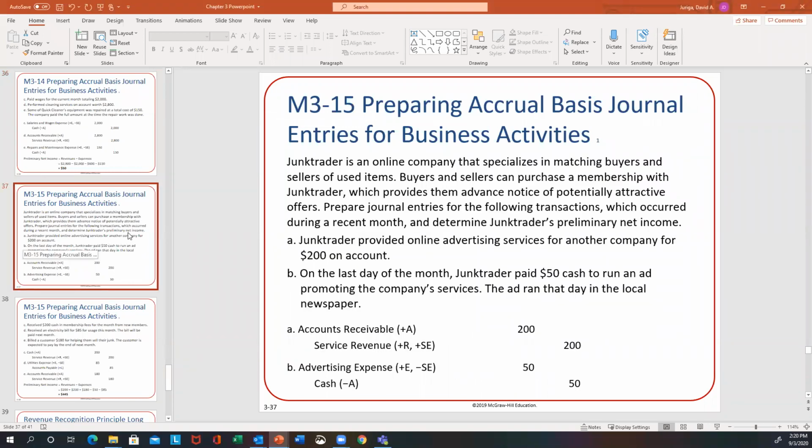All right, let's keep going on these. So we've got some more of these to look at. Again, we've got some online services that you provided. Again, it's on account, and you've seen these a lot. So you'll be debiting accounts receivable, crediting service revenue. Then it says on the last day of the month, a junk trader paid $50 cash to run an ad promoting the company services. Well, that's just going to be a cash payment incurred in that month. So that would just be debiting expense and then crediting cash.